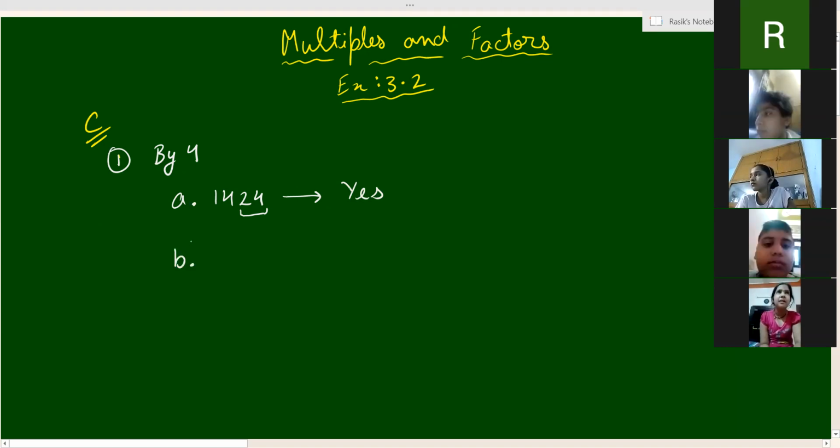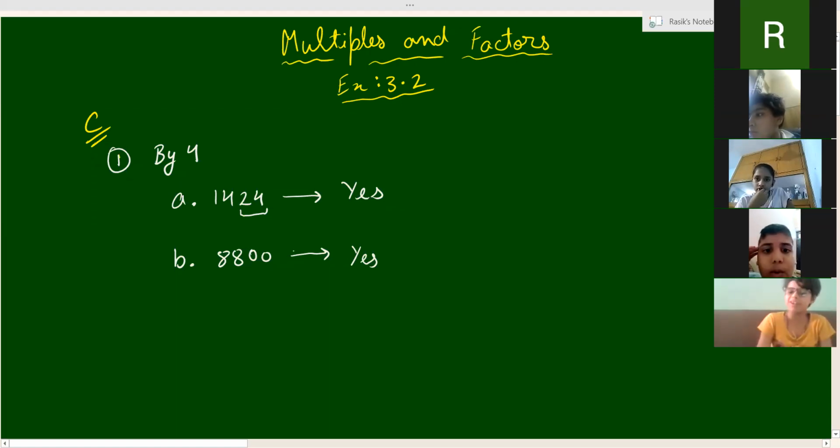Similarly, the B part of the question, 8,800. 8,800 is the number. Whenever the last two digits of a number are zeros, then also your answer will be yes. The number is divisible by 4, because the last two digits are zero. Now the C part of the question, this is 3,000.